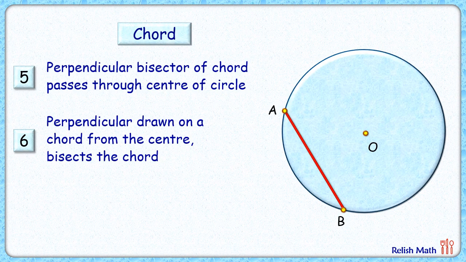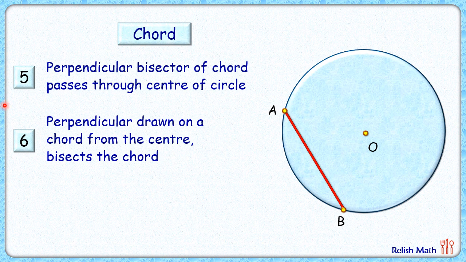Okay, the sixth theorem is similar to the fifth one, but in the fifth theorem the perpendicular and bisector were given and the outcome was passing through the center. In the sixth theorem, from the center, if we draw a perpendicular, so center and perpendicular are given, then this line will bisect the chord, that's our outcome. Let's check the next theorem.